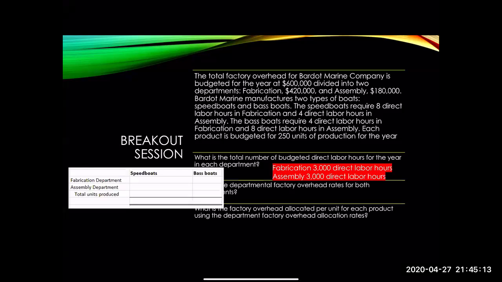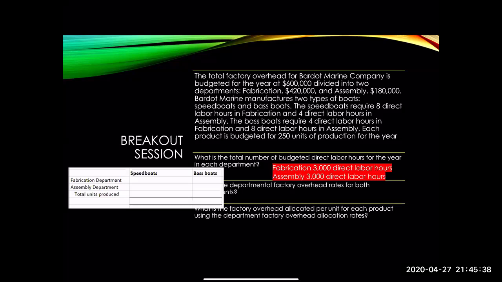All right, so here we are. We have both the speedboat and the bass boat, and remembering that both of the products must go through both of the departments, right? Fabrication is the one in charge of cutting the boat or the material to shape it, and then we also need some time. Each of the products need to spend some time in the assembly department, right? It's part of the process.